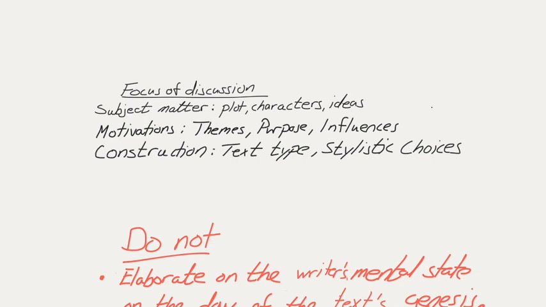You also want to explore motivations. What is the purpose of the text? What are the central themes of the text? And what influences might there be for the writer in the creation of this particular text? Next, you move on to construction.